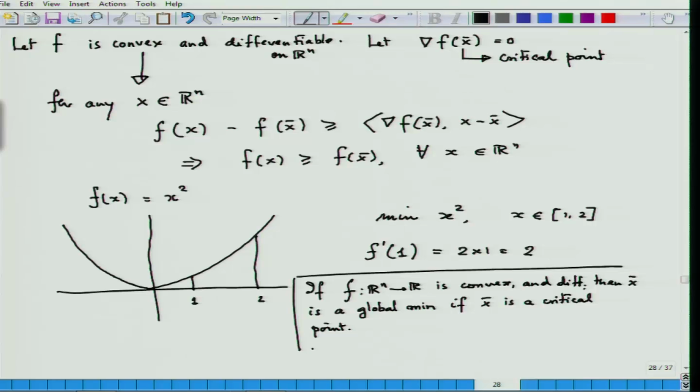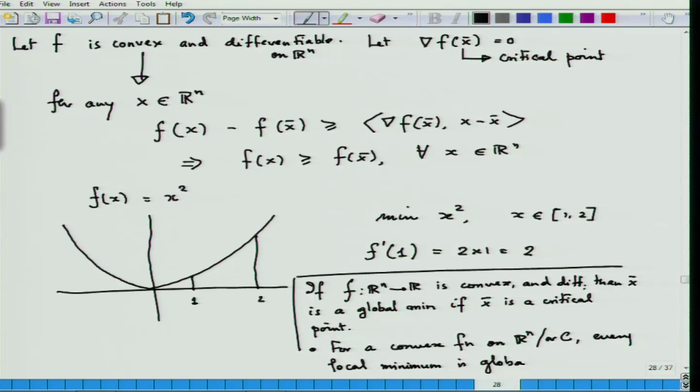Now, the interesting part, why convex functions have played such an important role, and that is why I had a whole course on convex optimization, is that for every convex function, local minimum is a global minimum. For a convex function on Rn or C, every local minimum is global. So, this is information which I am giving in a nutshell, not in detail, just to enthuse you about this basic fundamental concept of convexity and its usefulness in studying optimization theory and algorithms.